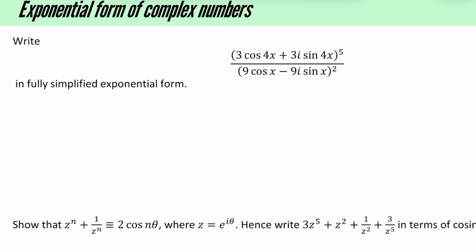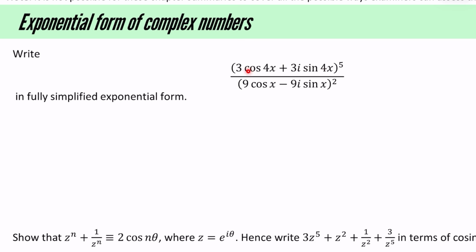So the first question that we're going to answer here is it wants us to write this rather complicated looking thing in fully simplified exponential form. Well, we should be able to recognize that the numerator here can be written from its trig form into the exponential form. I'm not going to bother factorizing out that 3. It's pretty clear to see that this is just the same as the modulus being 3 and the argument being 4x. So it's going to be 3e to the 4xi, or 4ix, whichever way you want to do that. And that whole thing is going to the power of 5.